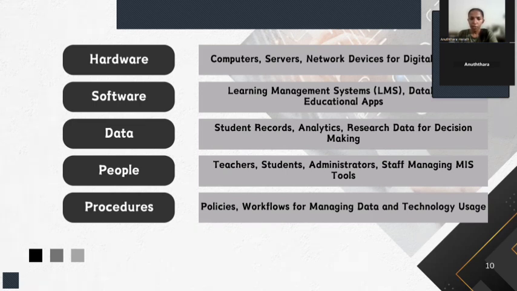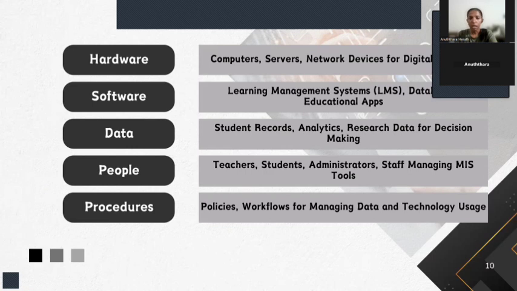The next component is software. For example, student information systems and learning management systems. If we take student information systems, they manage student records, grades, and attendance, and it reduces manual workload.